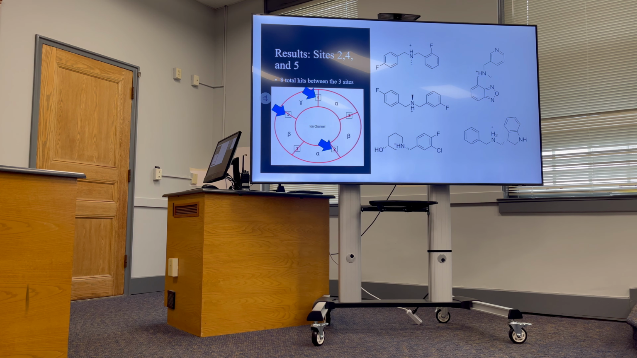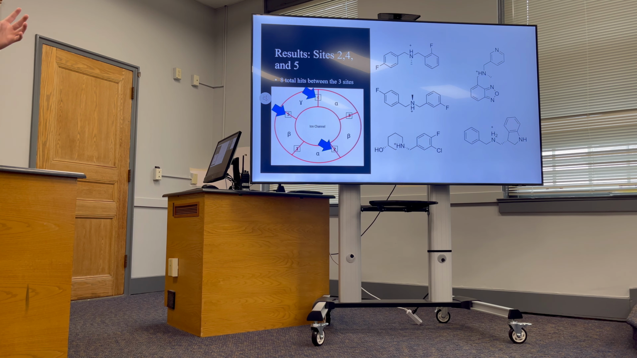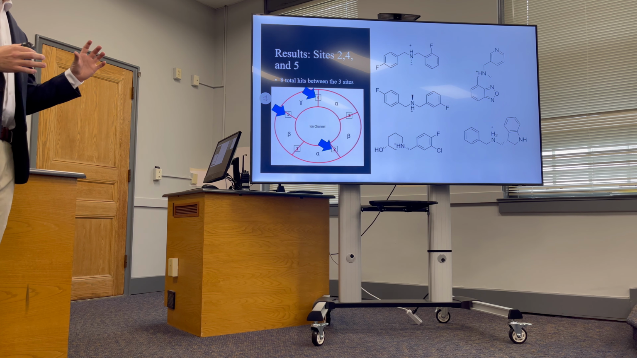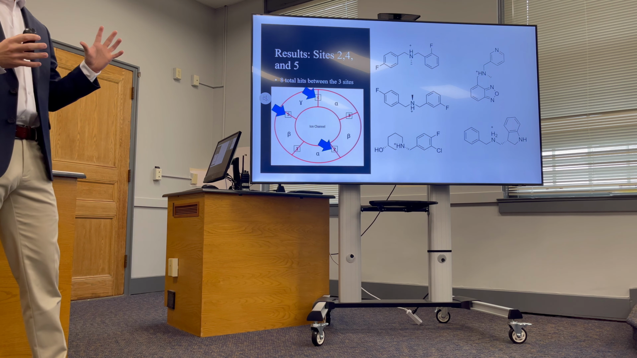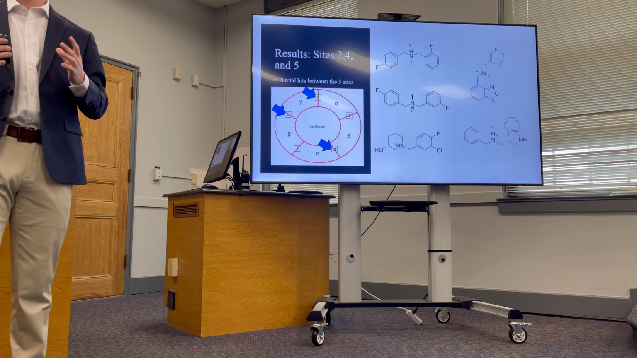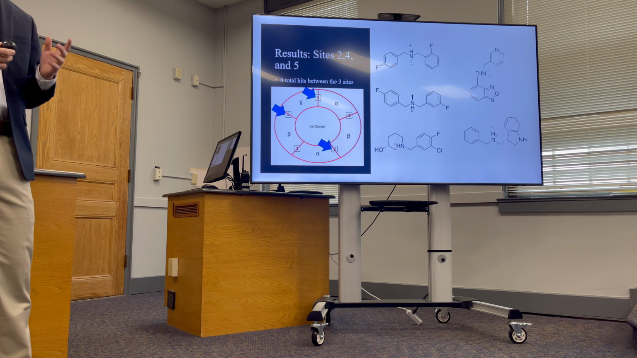So moving on to the next sites, we found that 2, 4, and 5 had some hits between them as well. They had 8 total hits that were common for all 3 of the sites. These ones are slightly different. They're slightly bigger than the ones we saw on the last slide. And they each have those 6-member rings, just different orientations. But as you can see, these also all have that positive charge, which, as I said, helps to form those salt bridges.